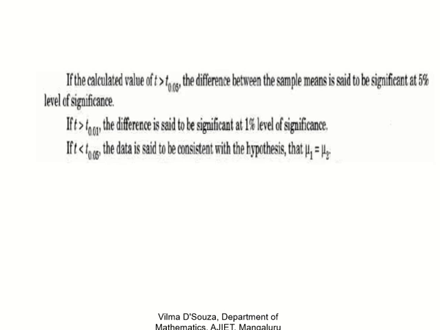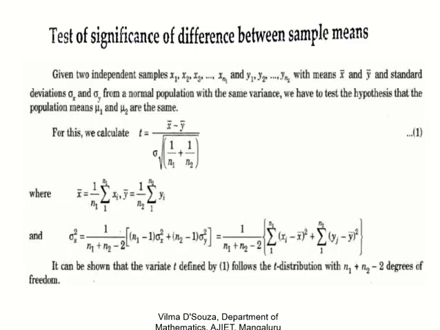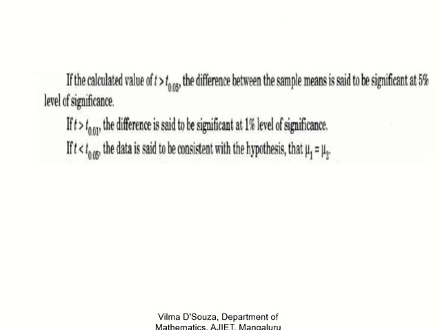And if t is less than t of 0.05, the data is said to be consistent with the hypothesis, that is mu1 is equal to mu2. What was the hypothesis here? We have to test the hypothesis that the population means mu1 and mu2 are the same. If t is less than t of 0.05, the data is consistent, that is the population mean mu1 is equal to mu2 at 5% level of significance.